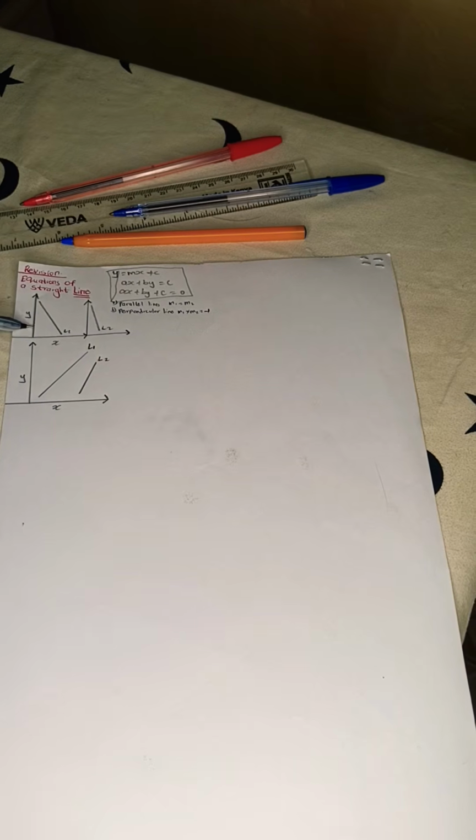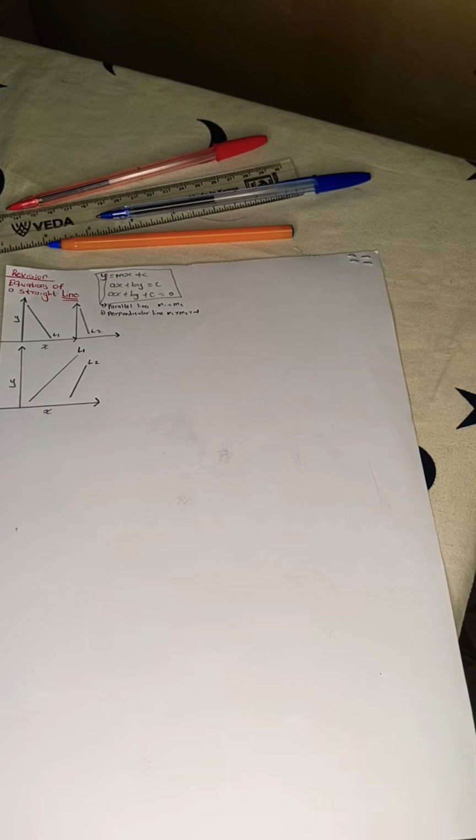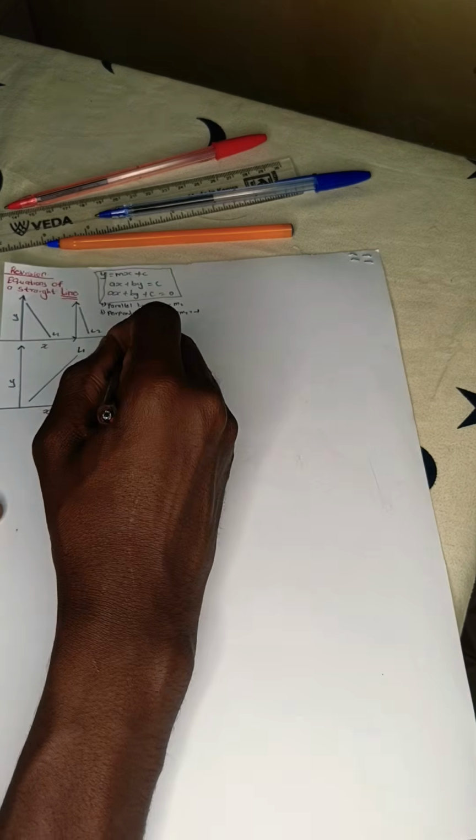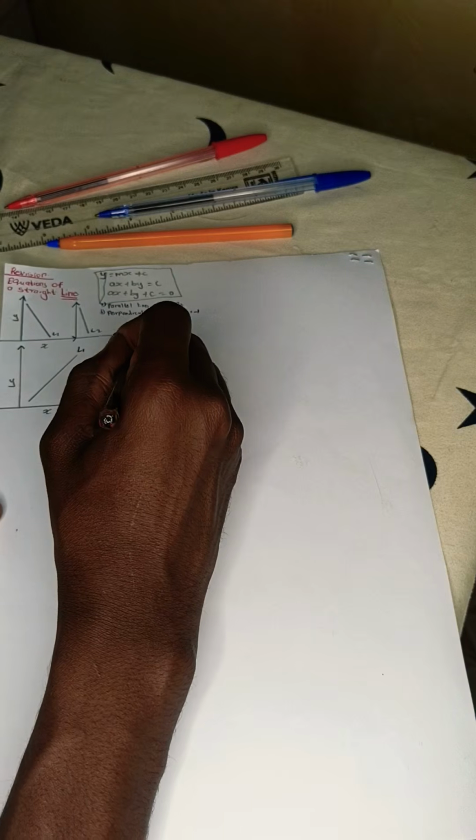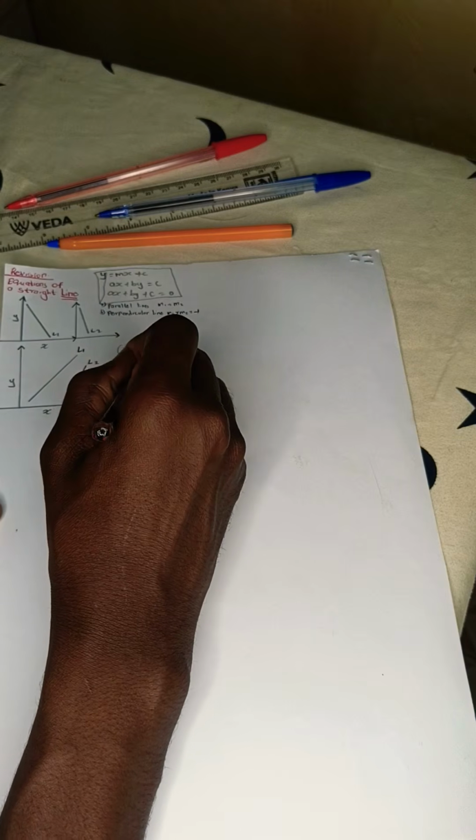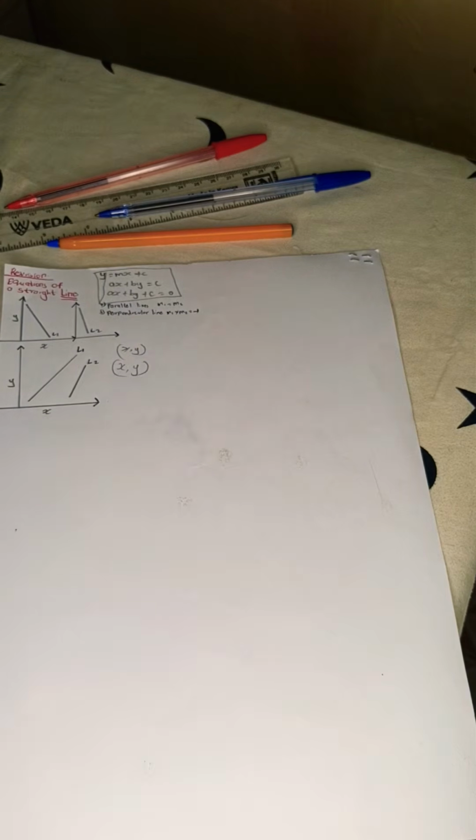Now, equation of a straight line. In terms of a line, this is the way I've drawn it. This is the y-axis, and this is the x-axis, where this one goes horizontally and this one goes vertically. In order to give coordinates, we start with x, then we go to y. This is x, then y. That is how we give coordinates.